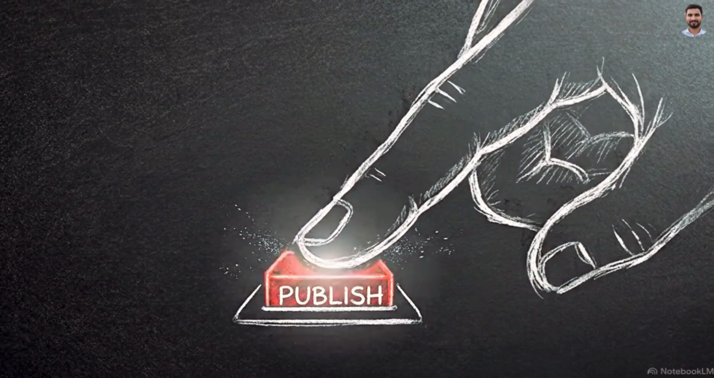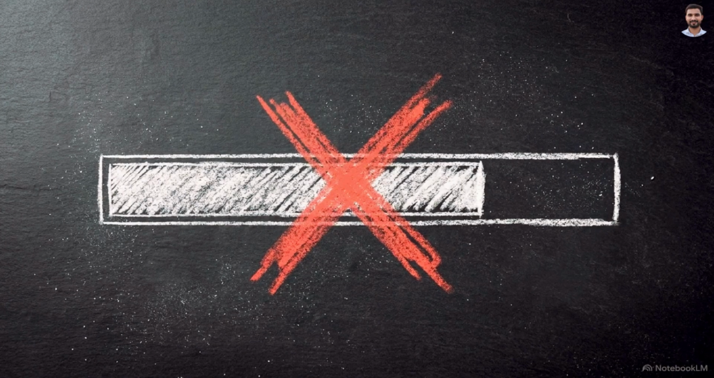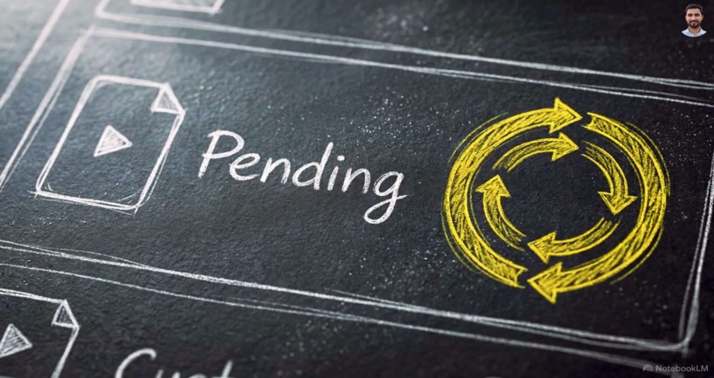Once your settings are locked, you're left with one final action, the physical act of making the video live. Most creators hit public the moment the upload bar hits 100%. This is a mistake. Instead, you should always save your video as unlisted first. This creates a critical buffer phase between the upload and the launch.